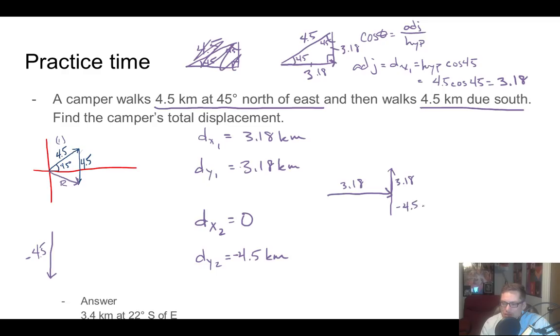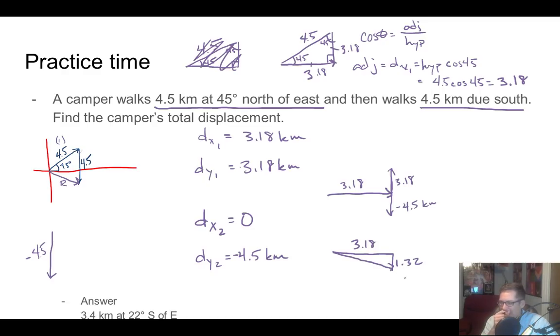First we have to think to ourselves, what's this value here that we're going to end up down south? Well, that's going to be 3.18 minus 4.5. So this leg is 3.18 minus 4.5, which is negative 1.32. So really, our triangle is going to look something like this. We've got 3.18 and 1.32, and our resultant vector is going to be pointing down this way.